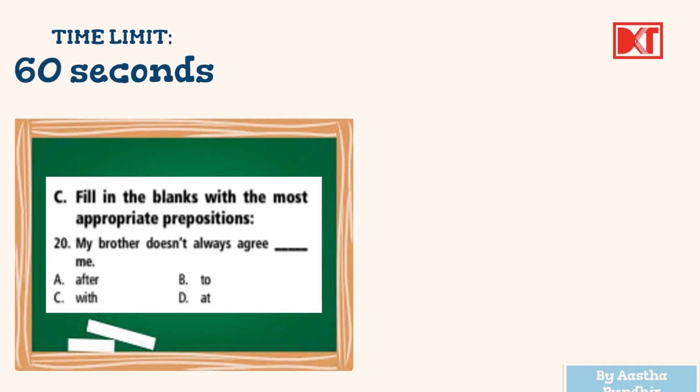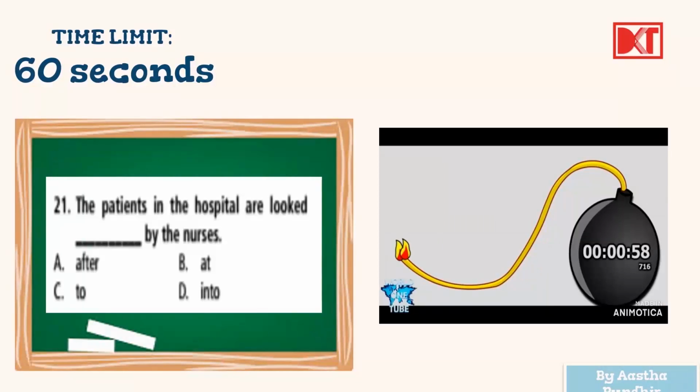Alright, so now we start off the questions on prepositions. This one says, fill in the blanks with the most appropriate preposition. My brother doesn't always agree dash: me, after me, to me, with me, at me. Remember, we use with for agreement. My brother doesn't always agree with me. Okay, then we have after, talking about a certain something that happens next. To is used to show movement. At is used to tell about a certain specific time or place. So your time starts now.